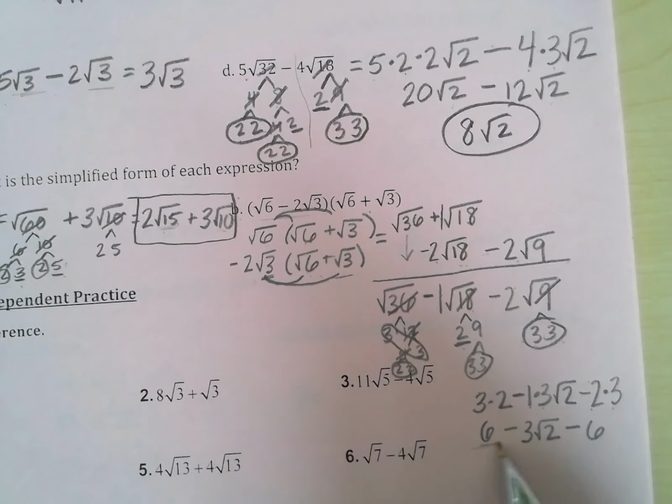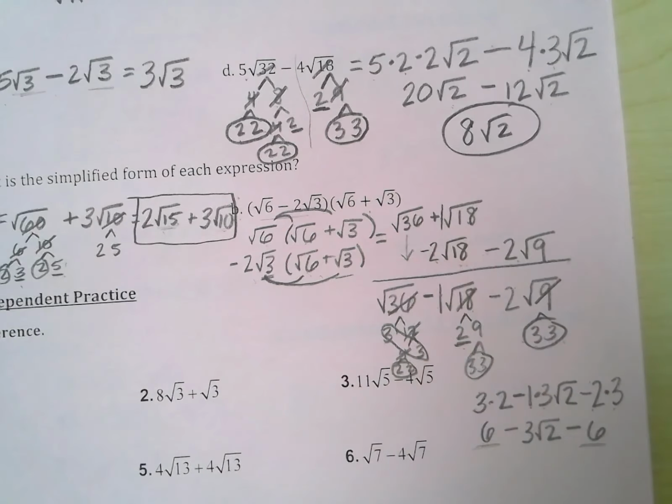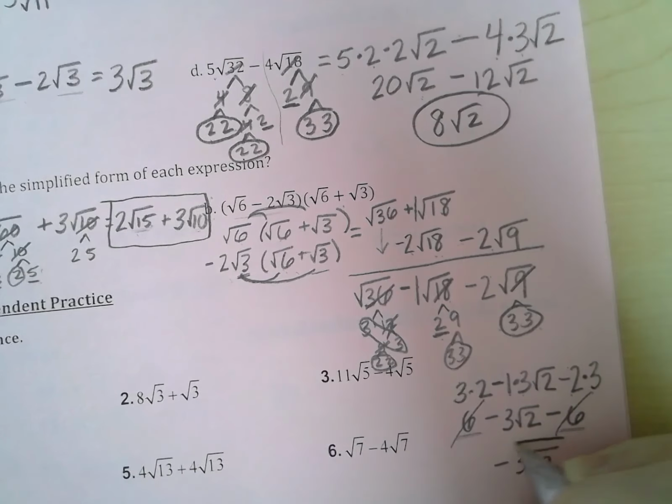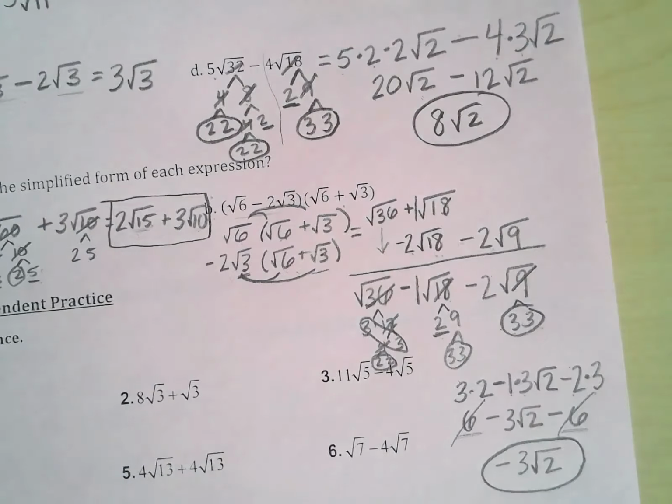I can take 6 minus 6, which is 0. So they cancel each other out. One's positive, one's negative. So all I'm left with at the end of this problem is just 3 square roots of 2, which is a lot of work to get down here.